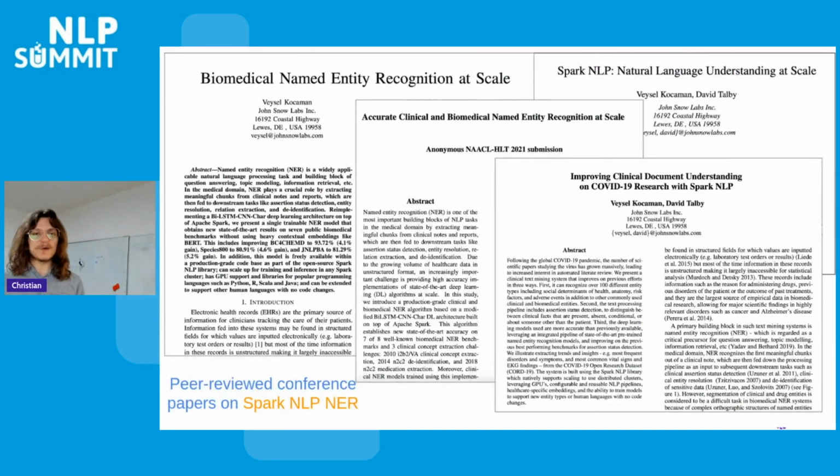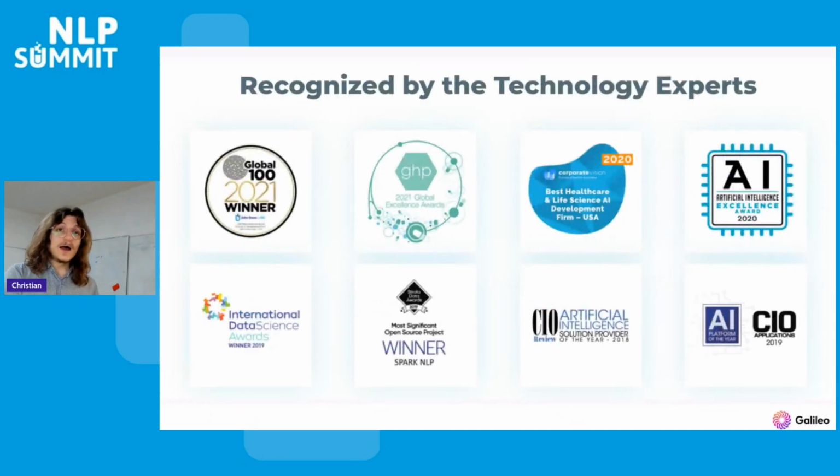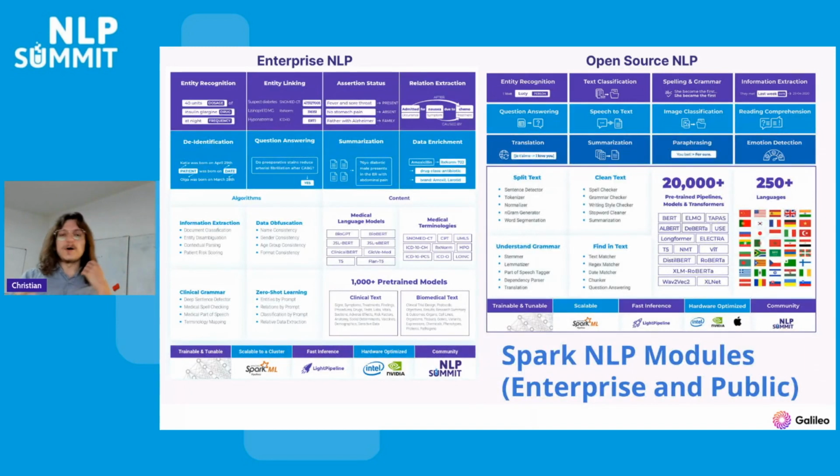And all of this we have backed up with various peer-reviewed papers, and all of this hard work made us trusted by various Fortune 500 and enterprise customers and awarded and recognized with various awards by the industry. And if you look at all the features, you can really see why that is so. On the open source side, we have over 220,000 models in over 250 languages, which you can now analyze and tweak with the Galileo toolkit.